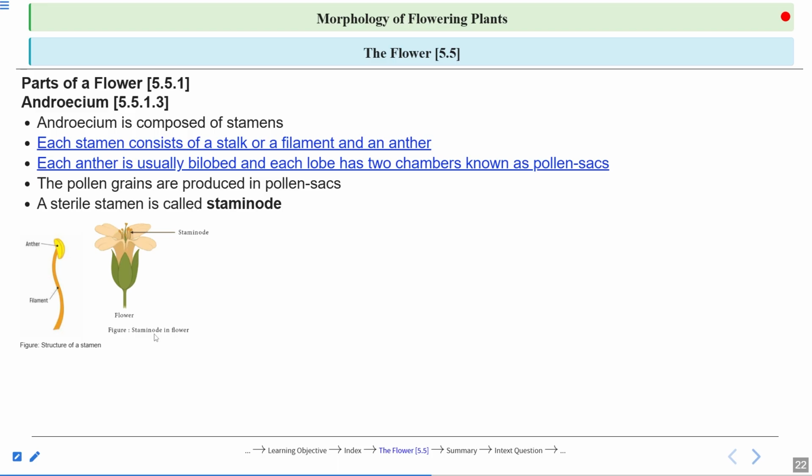Now here you can see some of the stamens are sterile. They are not producing viable pollen grains inside them. So they are called staminode.